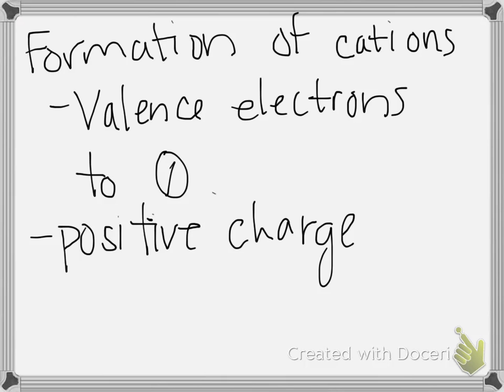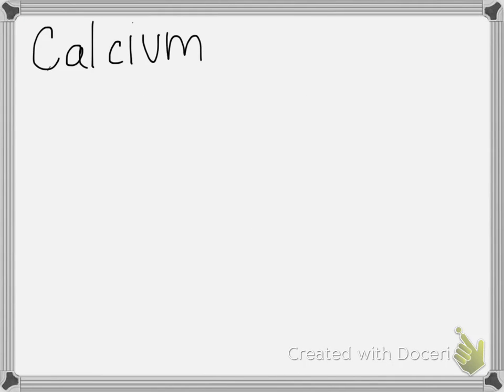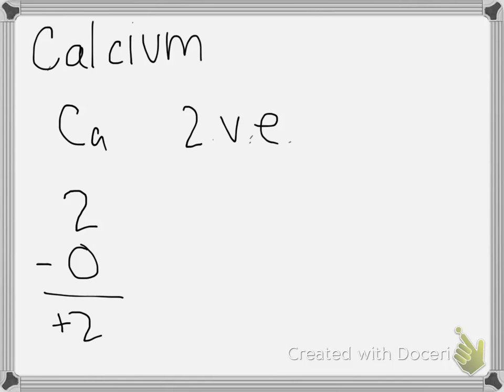So let's look at an example here. Calcium, for example, is Ca, and it has 2 valence electrons. Because calcium's close to 0, we're going to give up those 2 electrons, and that's going to give it a positive 2 charge. Another way to look at this is that you can set up a subtraction: 2 valence electrons minus whether we're closer to 0 or closer to 8, and closer to 8 will make sense here in a second, so minus 0, and that leaves us with a positive 2. So the cation of calcium is a positive 2.